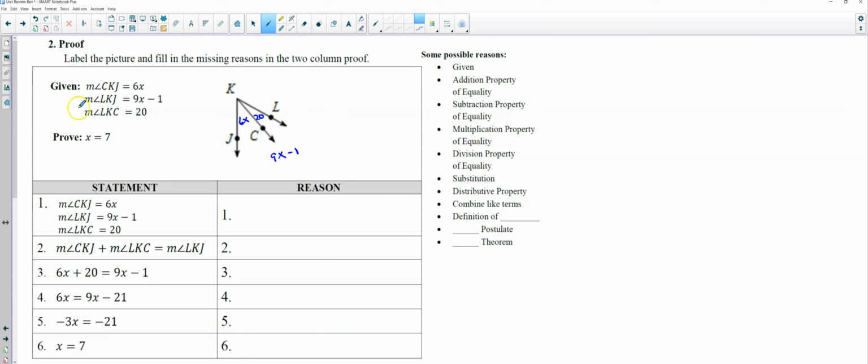So all these are given. So I'm going to put here given for the reason. It says the measurement of CKJ, which is this one right here, plus the measurement of LKC is equal to the measurement of LKJ. Well, that is the angle addition postulate.